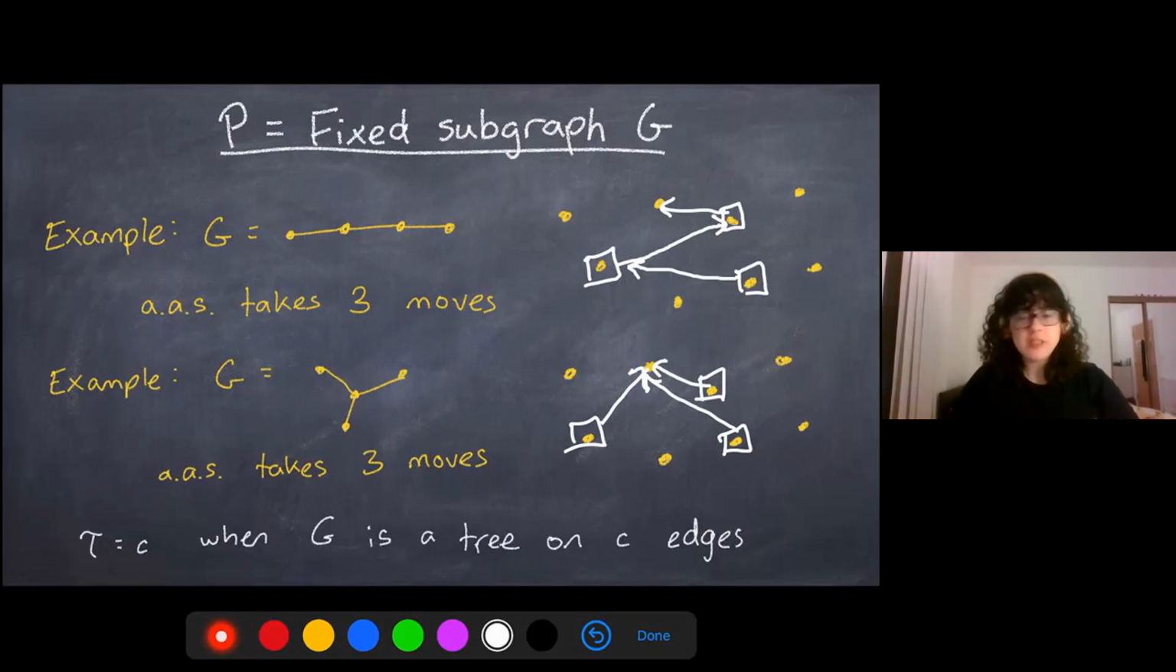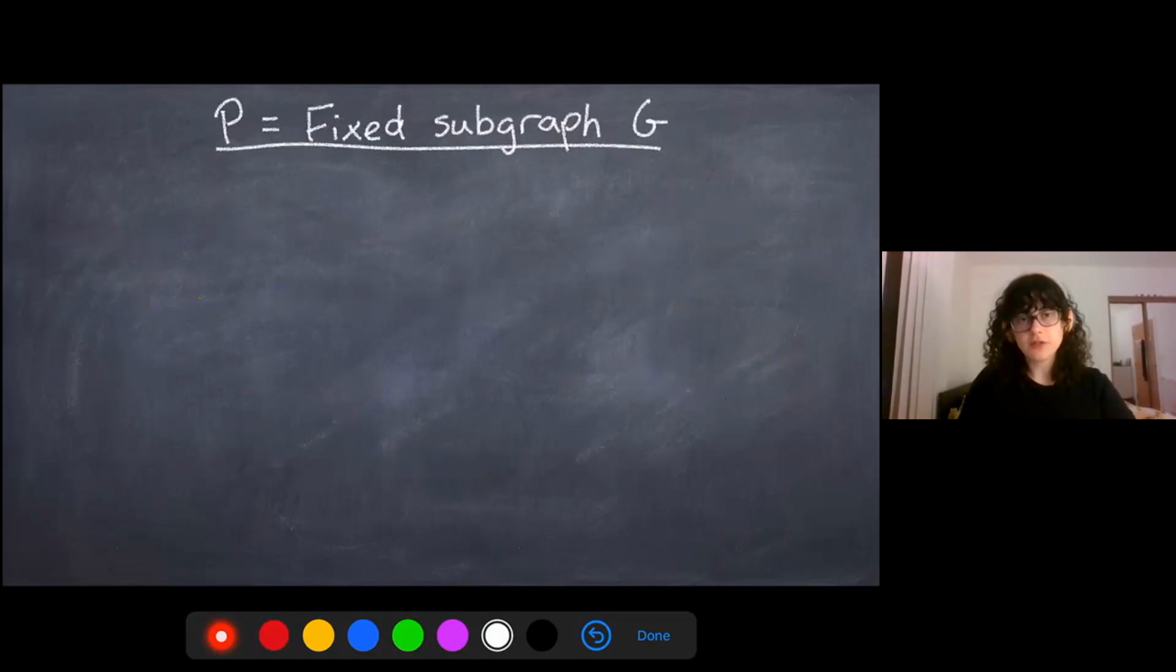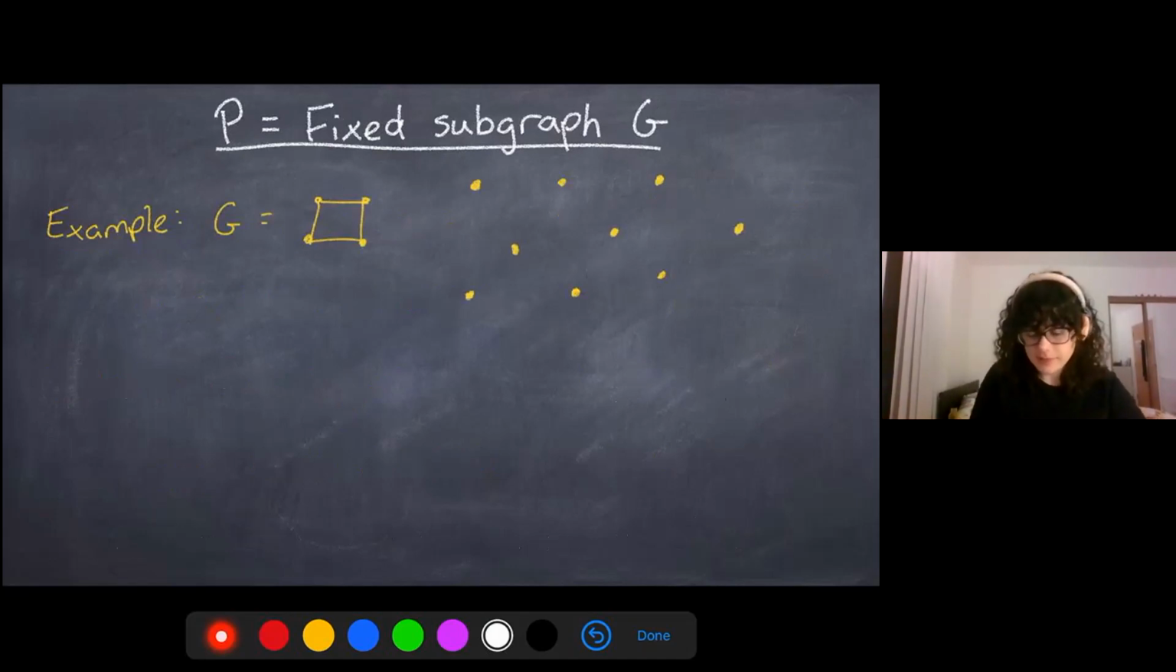Okay. So trees seem to be done. Trees seem to be very easy to do. So what's the next thing you think of that's not a tree? Maybe it's a cycle. So let's think about trying to make a cycle. So again, let's have a play. Maybe the random process gives us this.